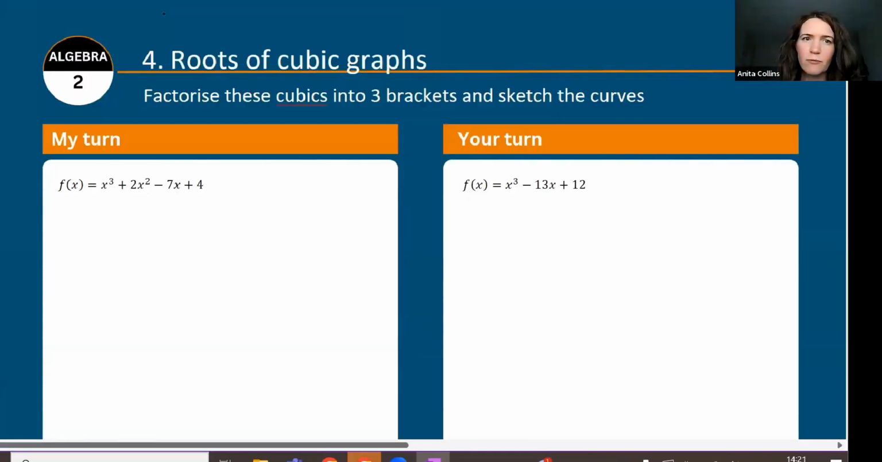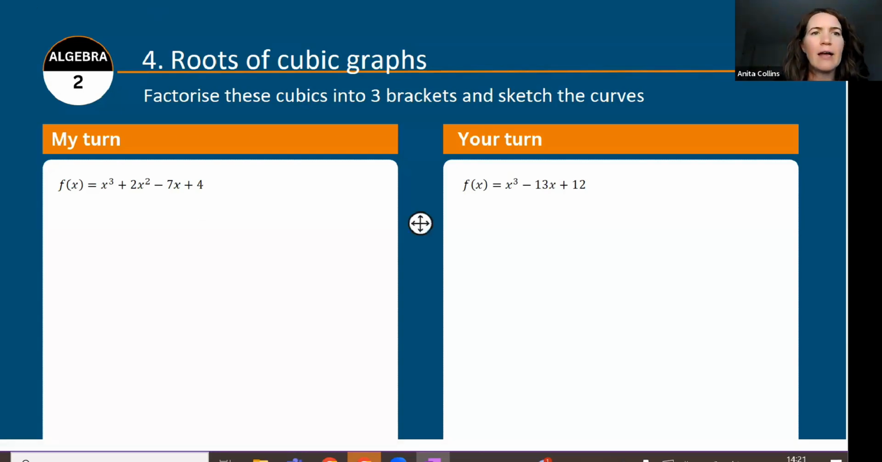Here we're looking at the roots of cubic equations. So the question says factorize into 3 brackets, which is exactly what we were doing, but it doesn't say to solve, it says sketch the curves. So let's see. We're going to start by going through the same steps we did before. So this one is quite nice. We get to practice those skills again, but then we're going to change direction a little bit at the end.